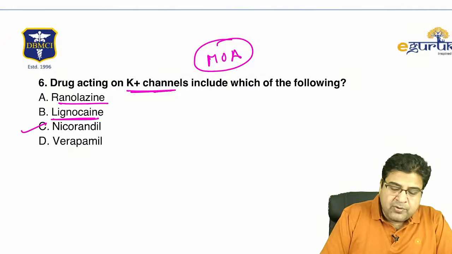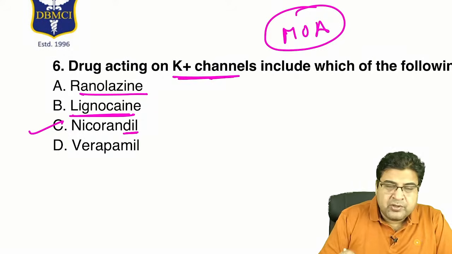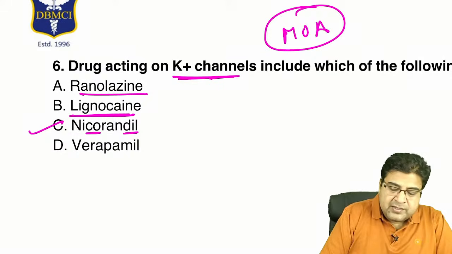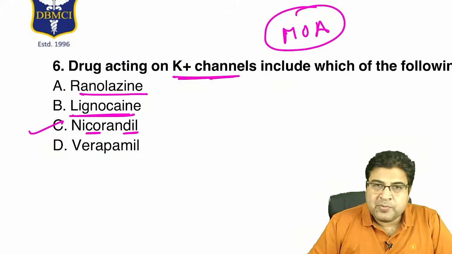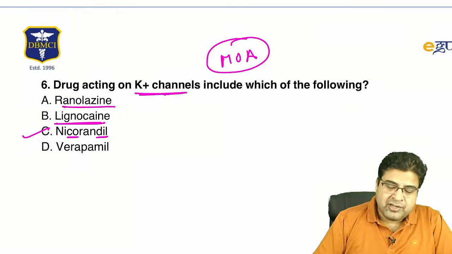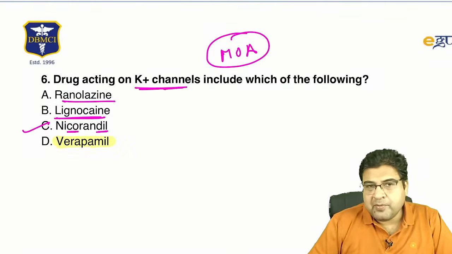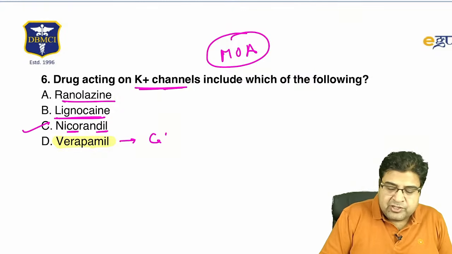Now guys, nicorandil. Nicorandil is a drug that ends with the word dil. In Hindi, dil means heart. So this medicine is for the heart. It's a channel opener. So nicorandil is a channel opener. It's a potassium channel opener given for cardiac conditions like angina. Now guys, this is a very important drug, verapamil. Verapamil is also one of the very important drugs. It's a calcium channel blocker.